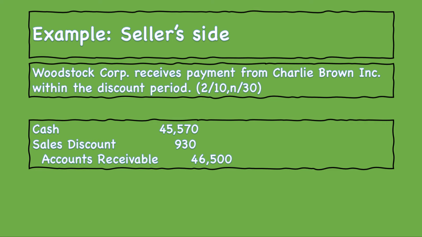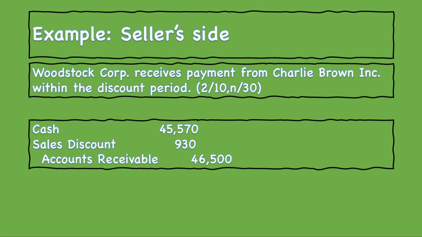How much are we getting it off the books for? Well, the amount that it's on the books for now. It's on the books now for $46,500. So we need to credit accounts receivable for $46,500. That wipes out the receivable, okay? How much cash are we getting? Well, we're not getting $46,500 because we offered credit terms. We enticed Charlie Brown Incorporated to pay us sooner than later.